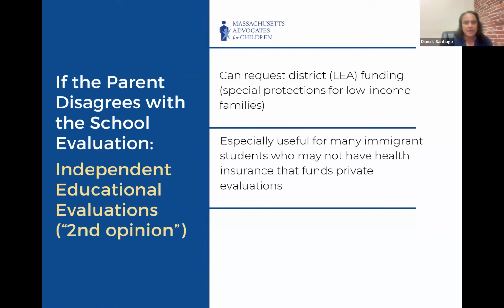But there are many reasons why a parent may disagree with the school evaluations. Parents have a right to request the independent evaluation, and they have the right to request funding for that evaluation from the school district. And for low-income families, there are some special protections in terms of making that request. This is especially useful for many immigrant students who may not have health insurance that funds private evaluators. So requesting that school district funding for low-income families who don't have the option of funding through health insurance can be really key.